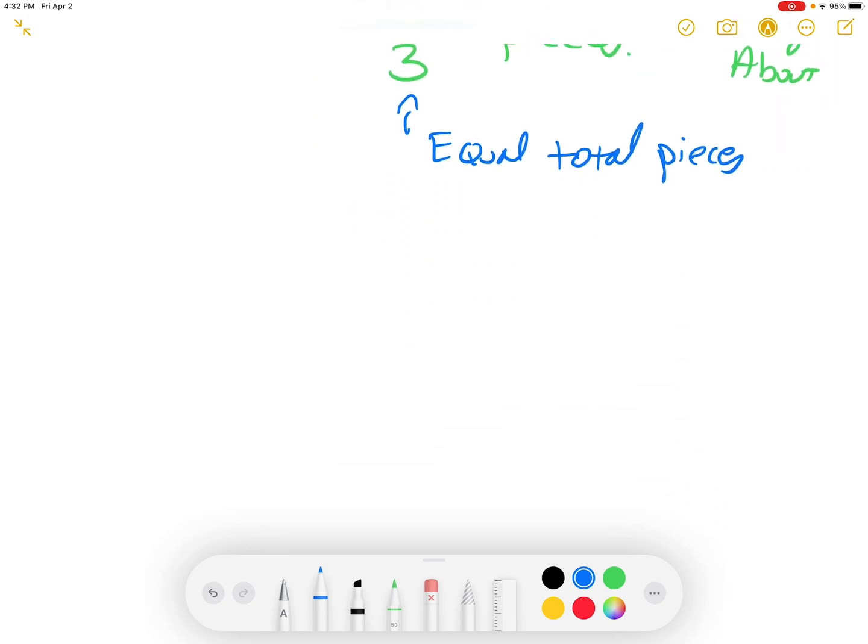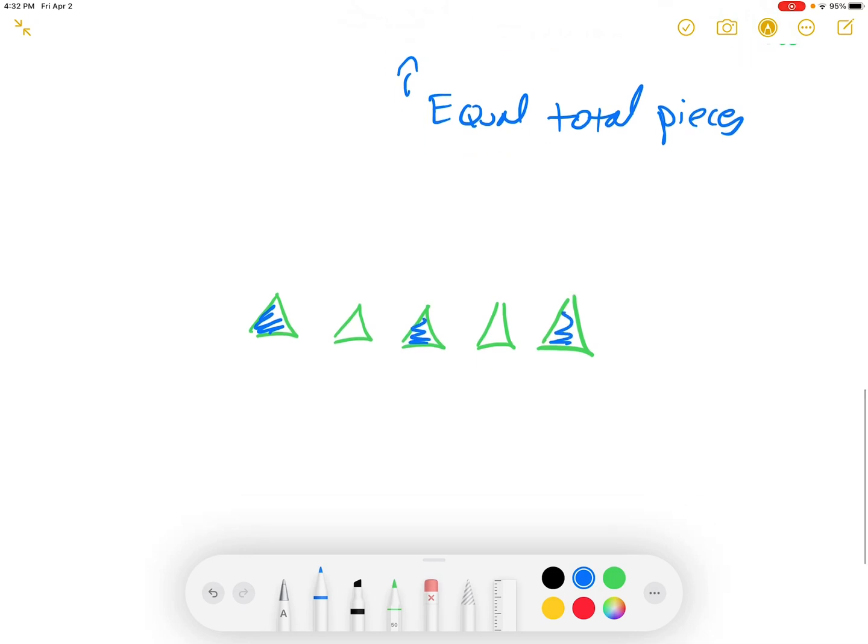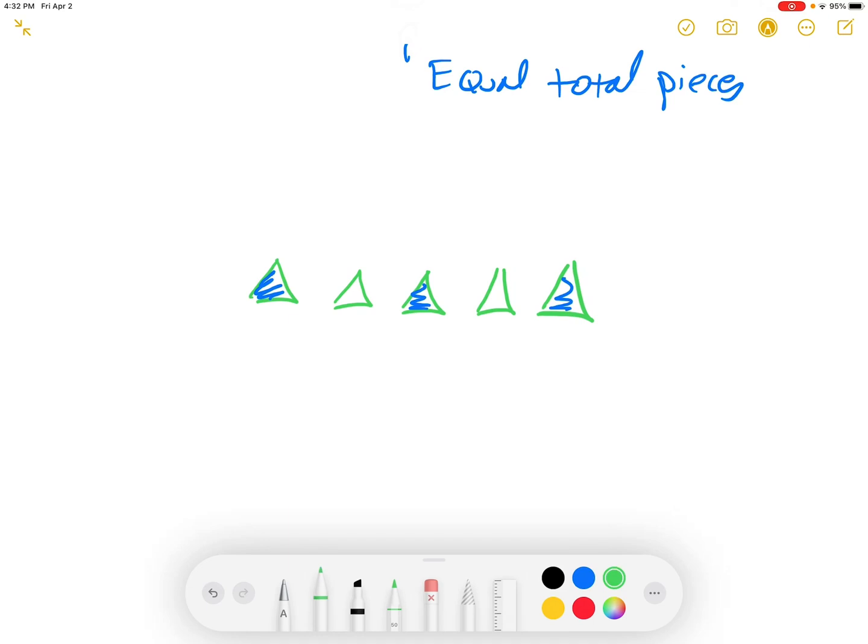Now, fractions don't always have to just be in one circle like that. They could be separate like this. 1, 2, 3, 4, 5. And let's say I shade 1, 2, 3. And I ask you, well, first, how many total pieces are there? Well, it is 1, 2, 3, 4, 5. There are 5 total pieces. How many of those pieces are blue? Well, 3. 1, 2, 3. 3 out of the total of 5 pieces are blue.